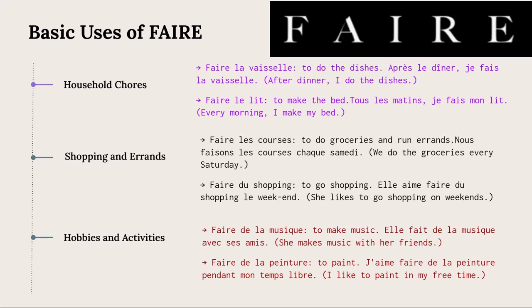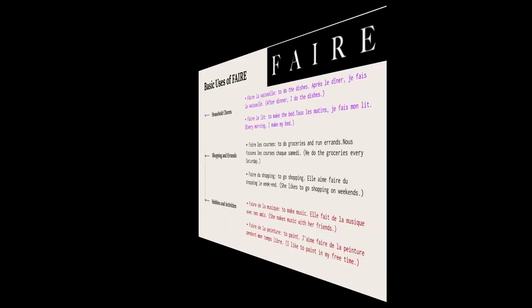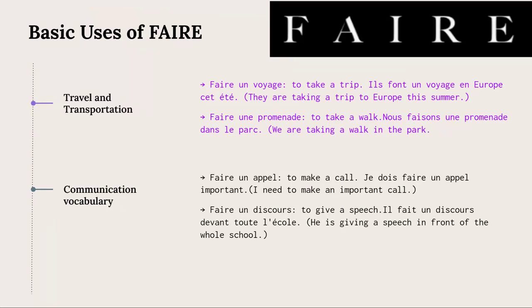Hobbies and activities. So, faire de la musique, to make music. Elle fait de la musique avec ses amis. Faire de la peinture, to paint. J'aime faire de la peinture pendant mon temps libre. So please pause and make sentences with this verb, with all of these expressions I am exposing to you.